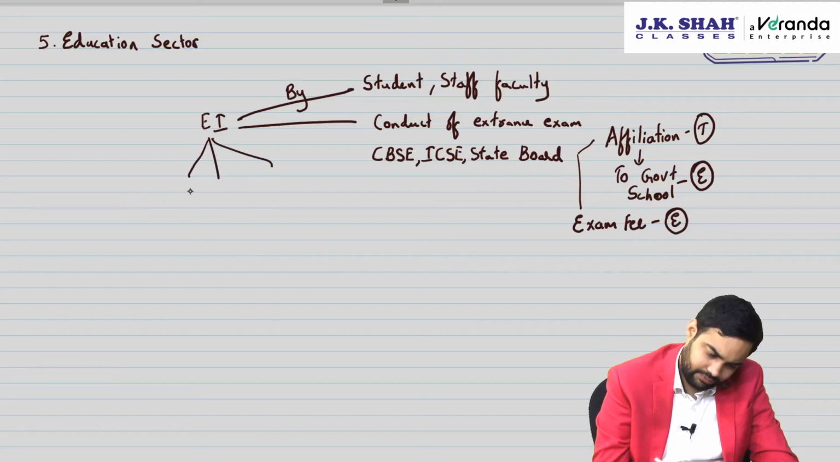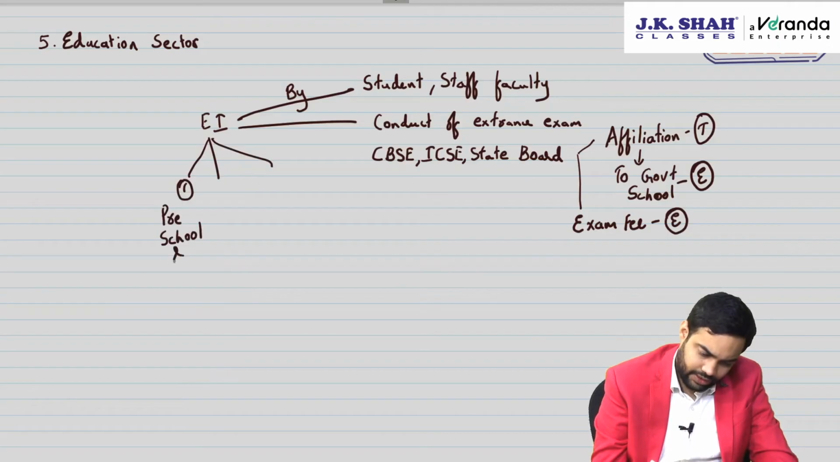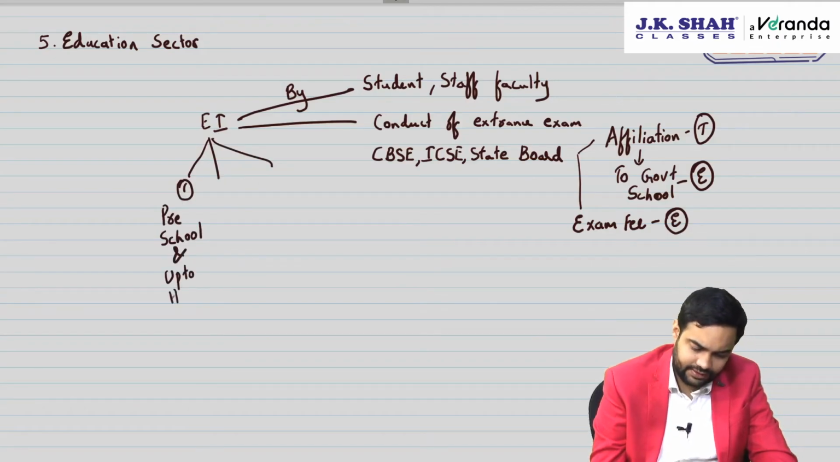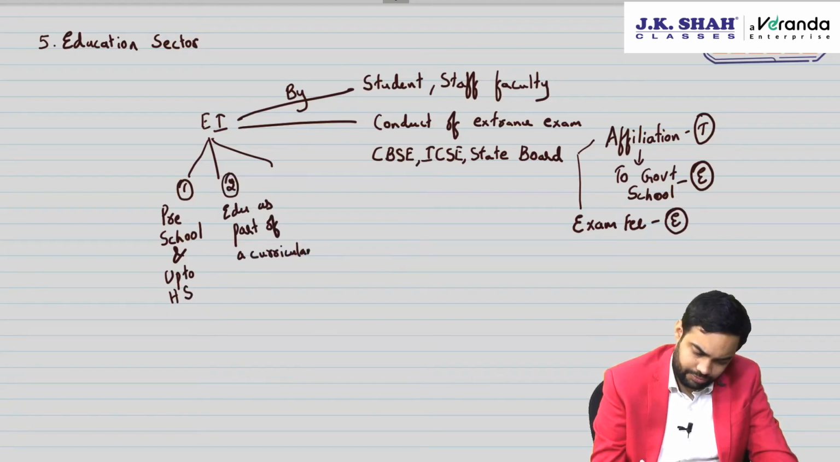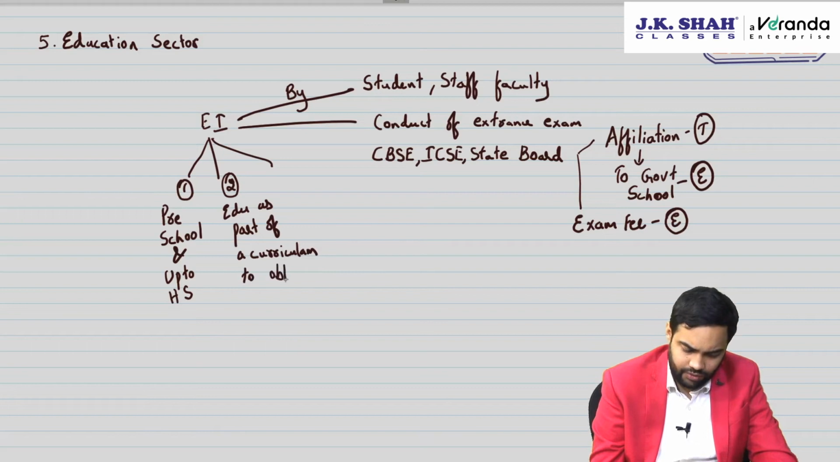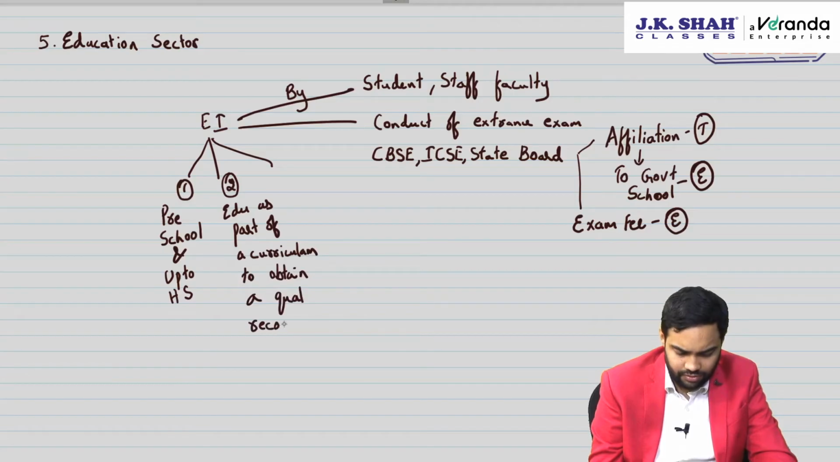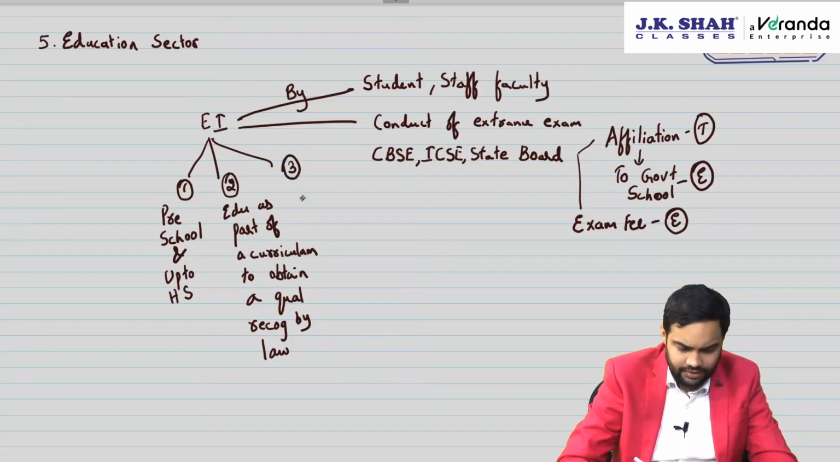There are three parts. First part, preschool and up to higher secondary, that is till 12th. Second one, education as part of a curriculum to obtain a qualification recognized by law. And third one is any course which is approved by NCVET or SCVT.